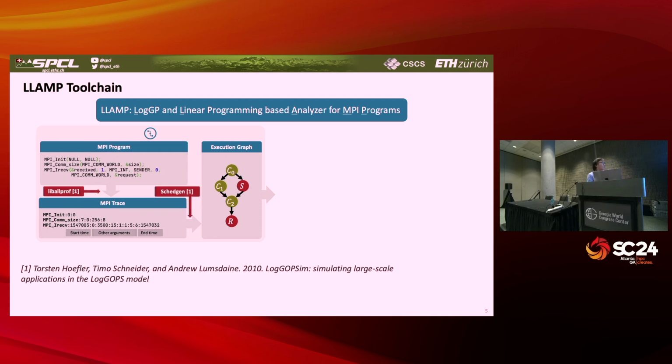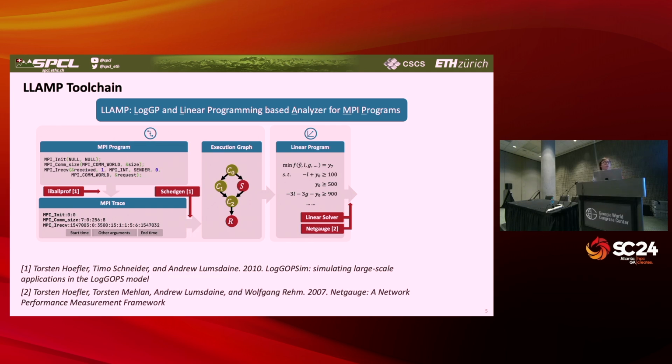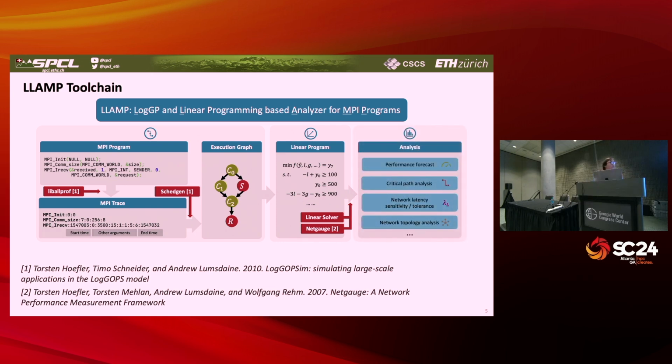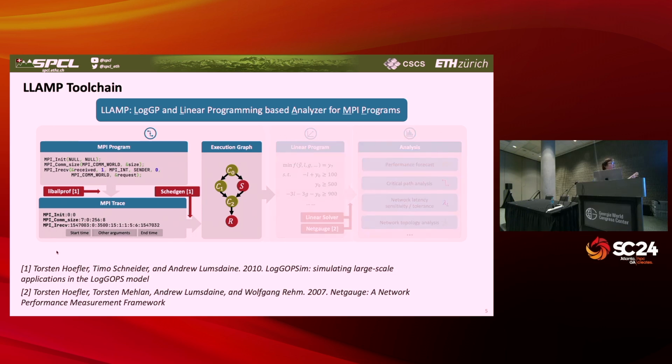So these are done with existing tools. For example, we trace with liballprof, and we generate the execution graph with a tool called Schedgen. So our innovation comes in the form that we convert the execution graphs into linear programs. And by parameterizing them with a performance tool called NetGauge and solving these linear programs with linear programming solvers, what we are able to obtain is a list of different metrics which can be very useful for performance engineers and software engineers. So I'll start by talking about the left side of my toolchain.